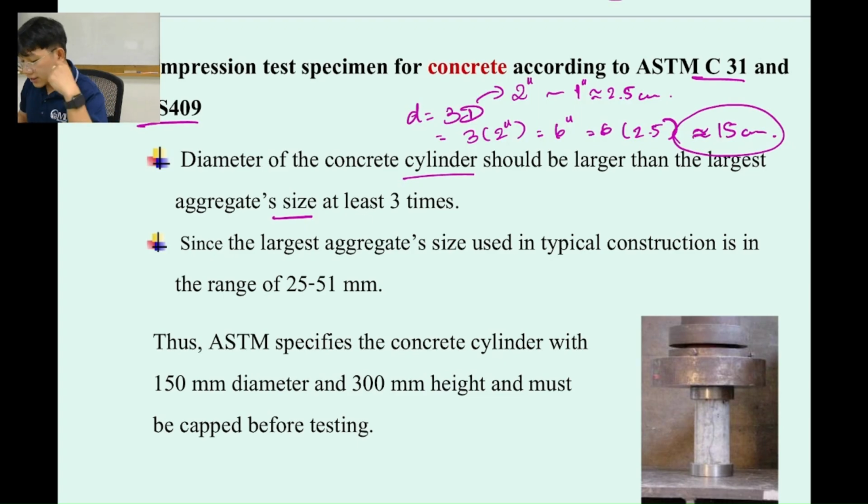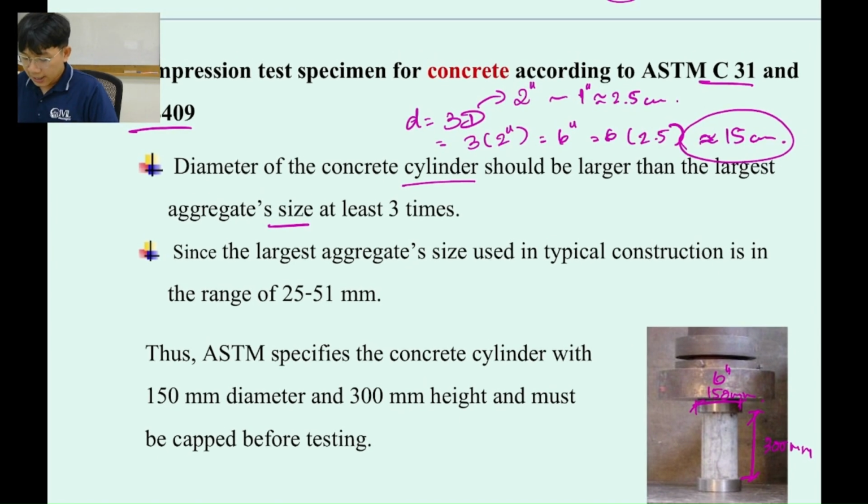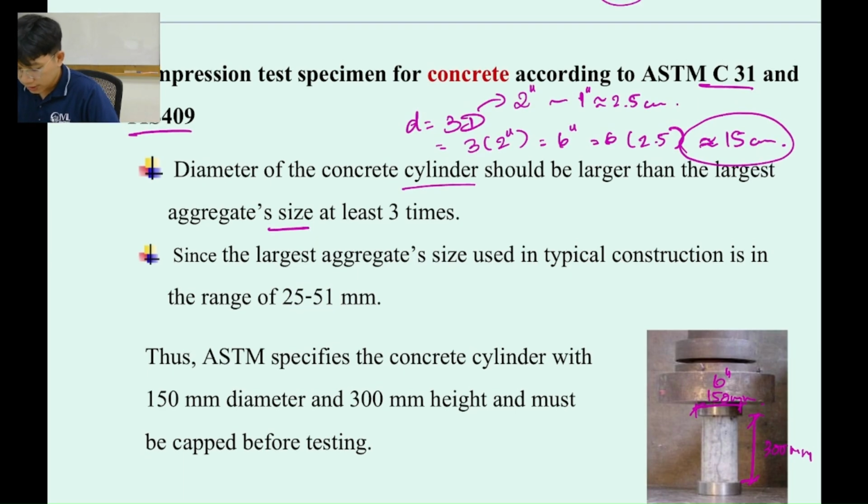So that's why you can see that our mold at the lab, the cylindrical one, has a size of 15 centimeters, with a depth of 2 times the diameter to prevent friction, which is 300 millimeters or 30 centimeters. This one, 6 inch or 150 millimeters, is for the cylindrical sample. Okay, so the largest aggregate that we use may be 51 millimeters, but most of the time we're going to use only about 1 inch of aggregate for the stone.